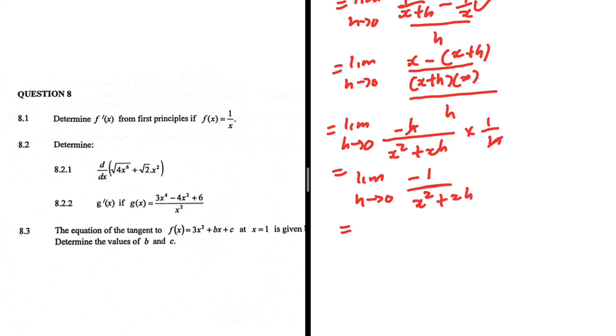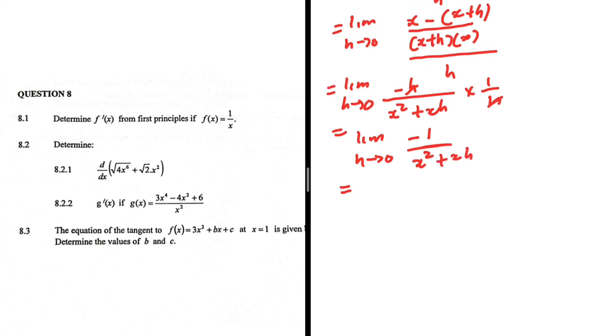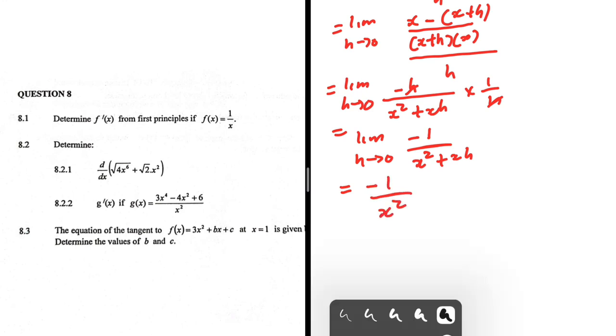Let's let h tend to 0. If we do that, we're going to be left with minus 1 divided by x squared. This is f prime of x.